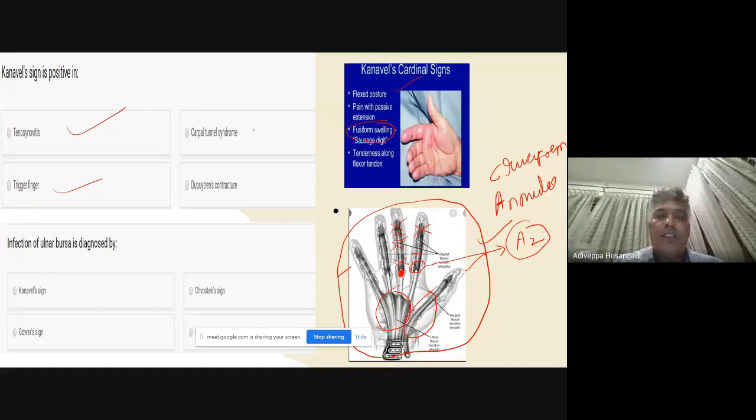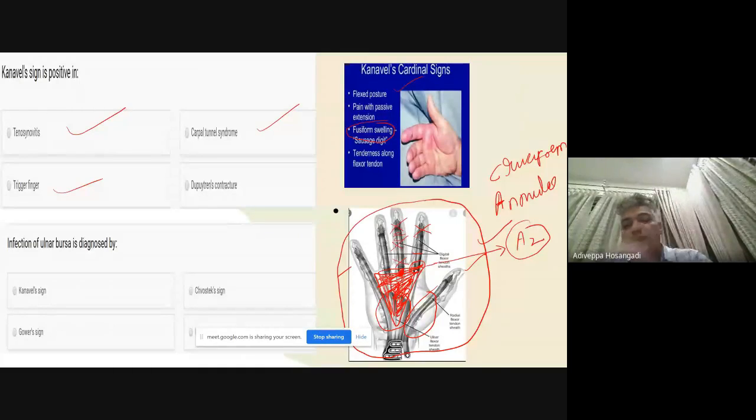Carpal tunnel syndrome, you know very well. It presents with compression of the median nerve. Dupuytren's contracture is nothing but a fibrous sheath here, which makes all the fingers try to be in flexion. These are all chronic diseases. Tenosynovitis is an acute condition.